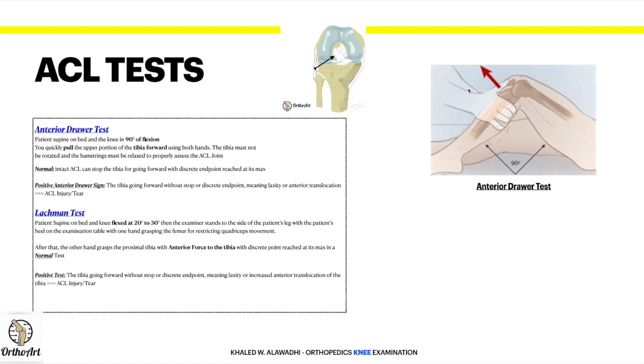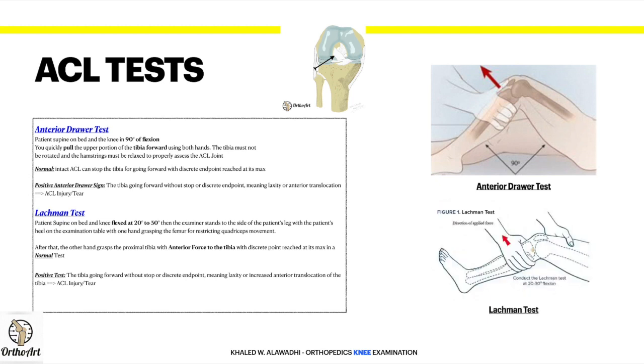Apply an anterior force to the tibia. You should pull forward, as you do in the anterior drawer test, but while the leg you're holding is floating, and then you pull it forward. It should reach a maximum point, and this is a normal test. In a positive test, the tibia goes forward without a stop or discrete endpoint, meaning laxity or increased anterior translation of the tibia, meaning either ACL injury or a tear.